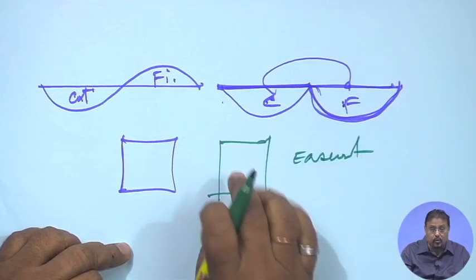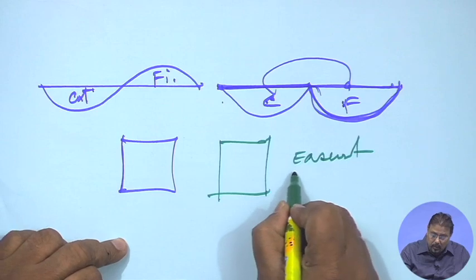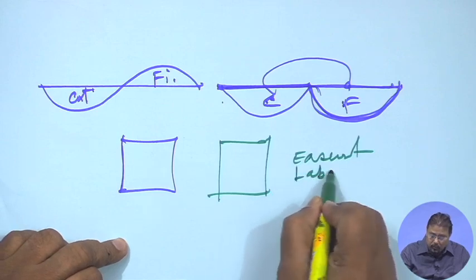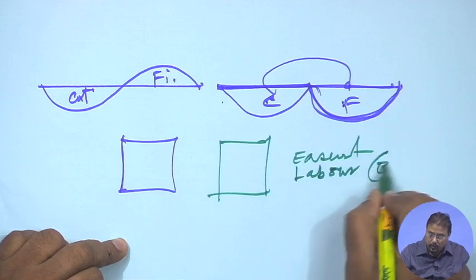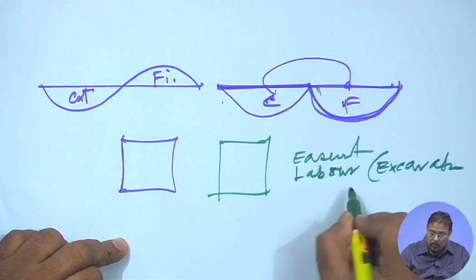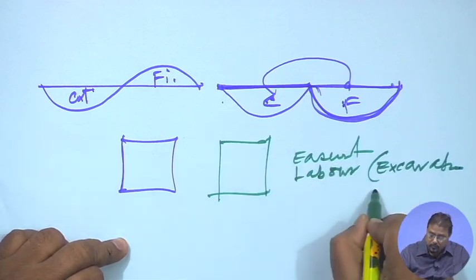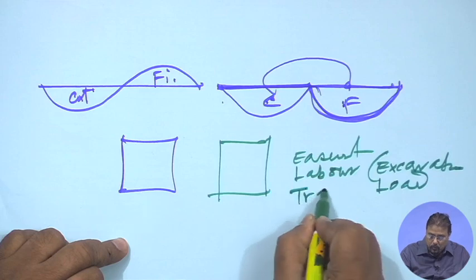Easement means the right of taking the soil from here, number one. Second is the labor cost. Labor for what? Labor for digging, so labor for excavation. Then labor for loading. Then your transport cost.